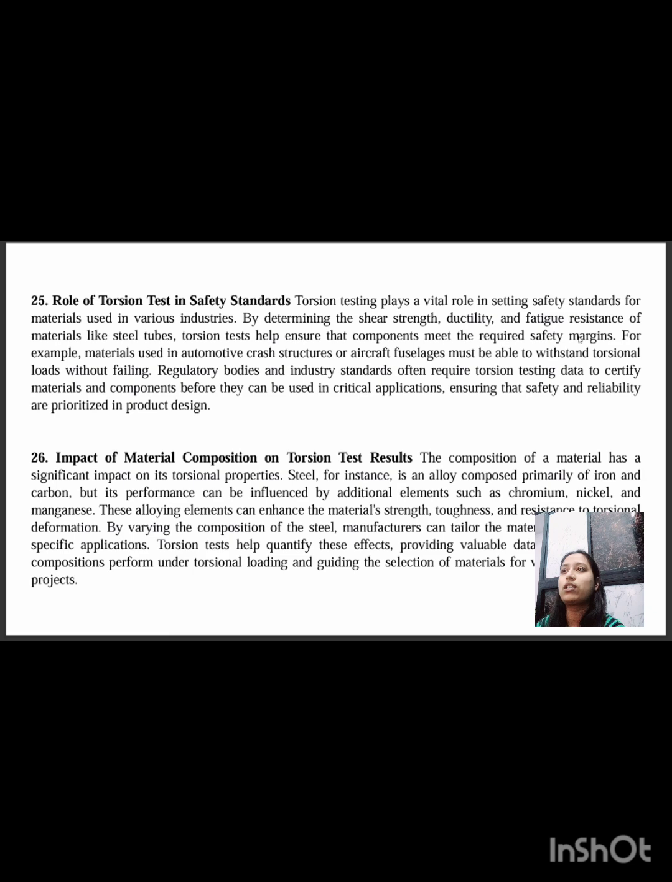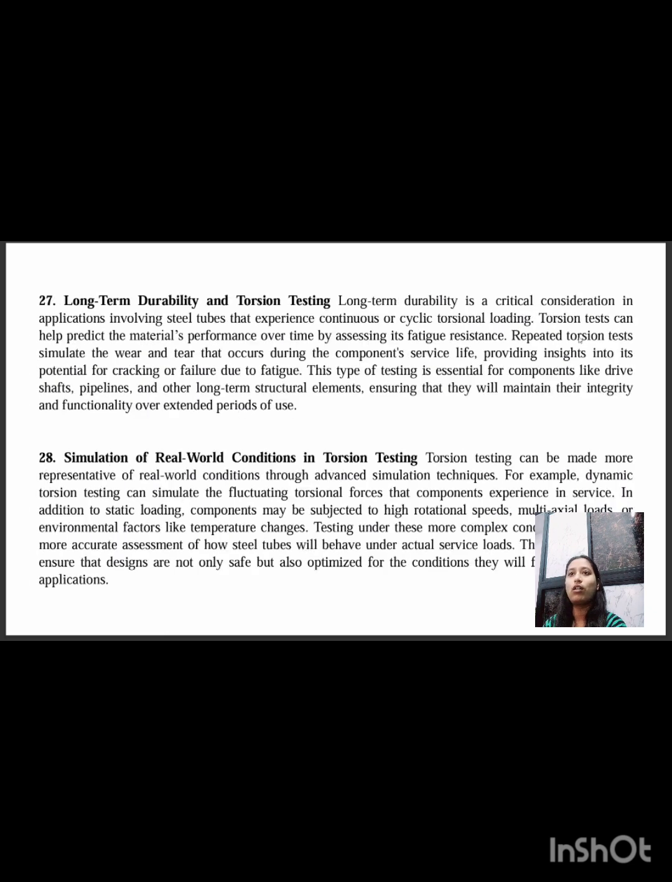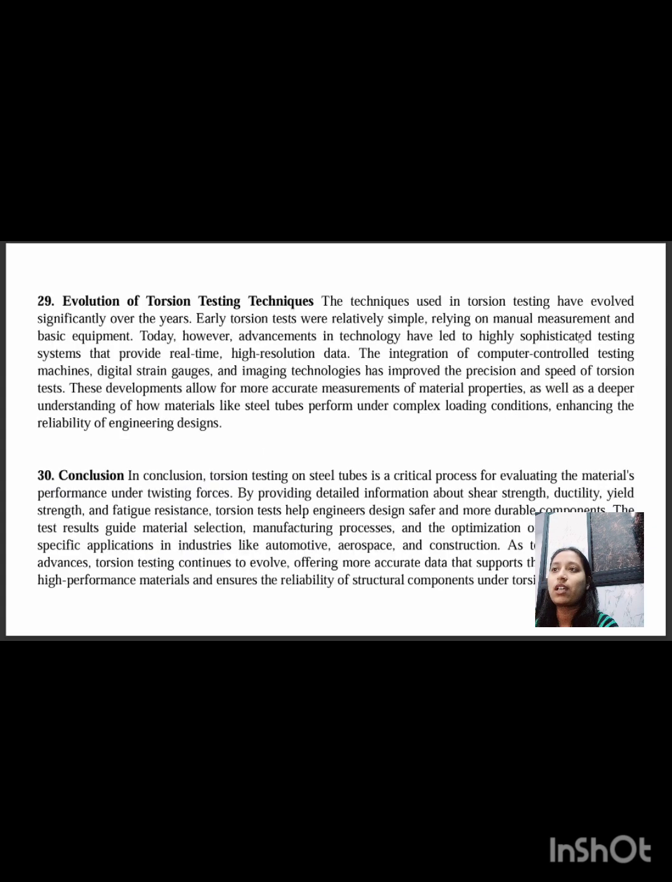The techniques used in torsion testing have evolved significantly over the years. This improves our understanding of how materials like steel tubes perform under complex loading, enhancing the reliability of engineering designs. At last, the conclusion.